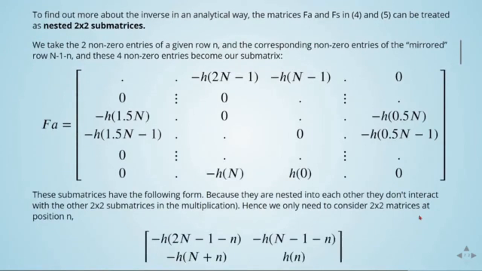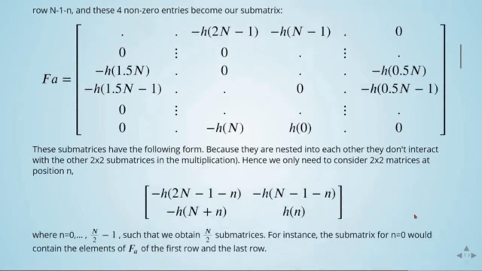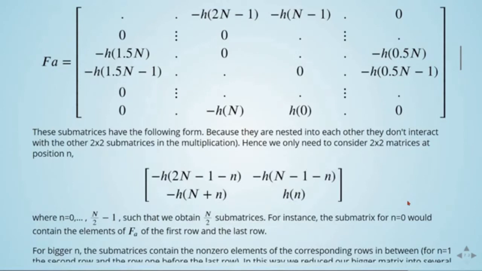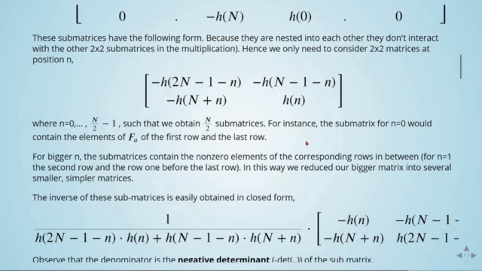Because they are nested into each other, they don't interact with the other 2x2 submatrices in the multiplication. Hence, we only need to consider 2x2 matrices at position n. And here n goes from 0 to capital N divided by 2, minus 1, such that we obtain capital N divided by 2 submatrices. For instance, the submatrix for n equals 0 would contain the elements of FA of the first row and the last row. For bigger n, the submatrices contain the non-zero elements of the corresponding rows in between. For n equals 1, the second row and the row 1 before the last row. In this way, we reduced our bigger matrix into several smaller, simple matrices.